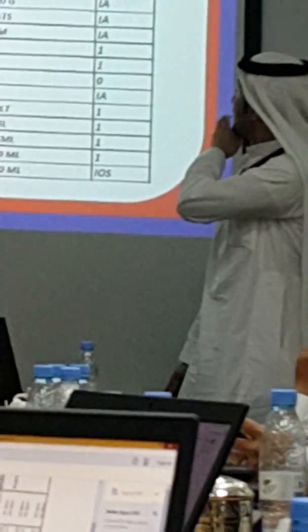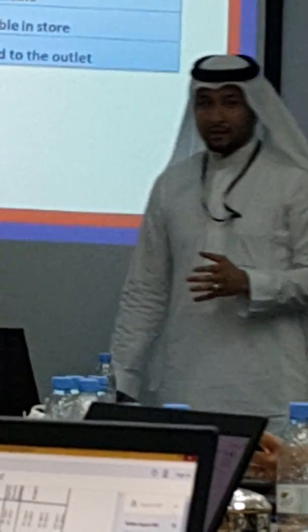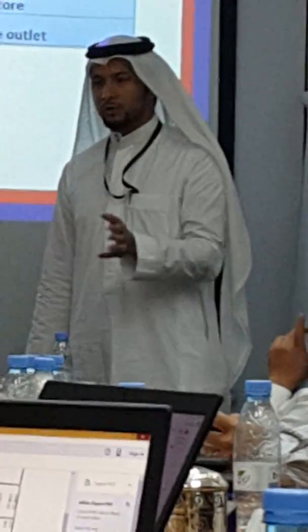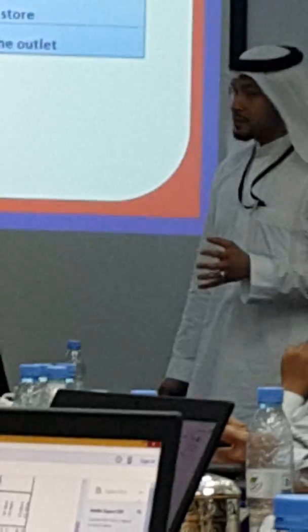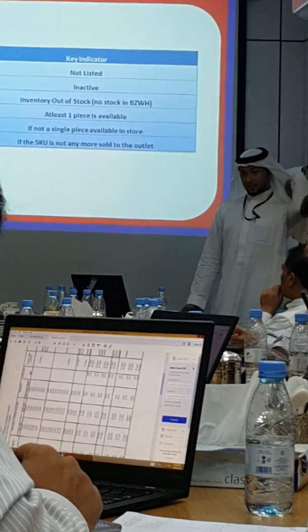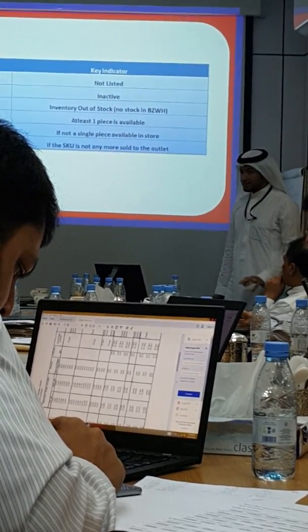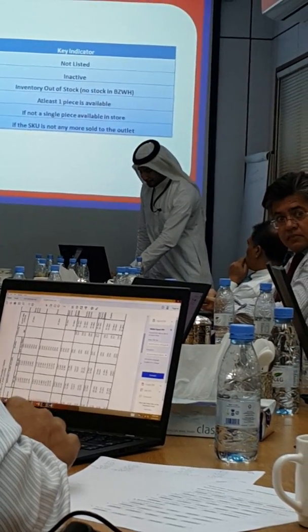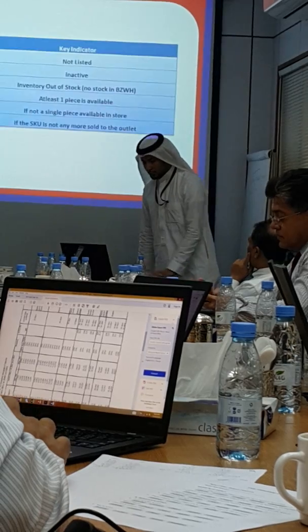In front of each product, there is an MSL key. What is the MSL key? You can see the numbers 1, 0, NL, IA, and OOS. Here is the key. NL means it's not a listed product. IA means the product is inactive due to, let's say, barcode issues, pricing issues, etc. OOS means the products are out of stock from our warehouse. We put 1 if at least 1 SKU is available there, and we put 0 if not a single SKU is there. If the product gets delisted, we will mark it accordingly.